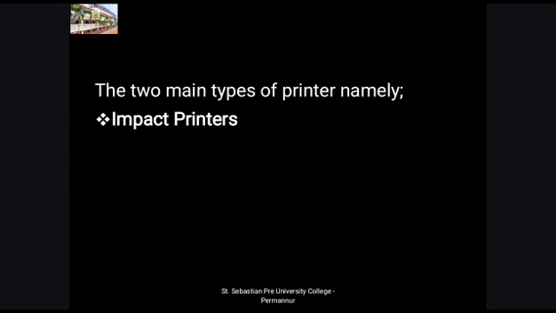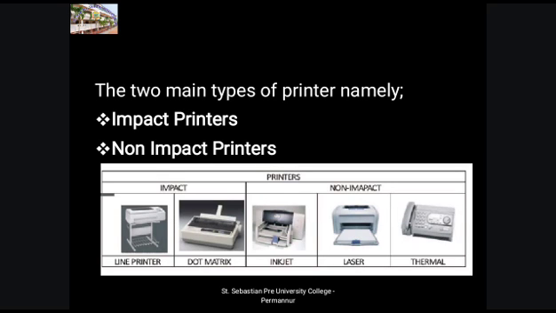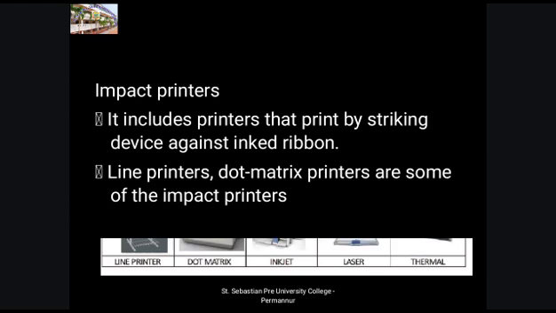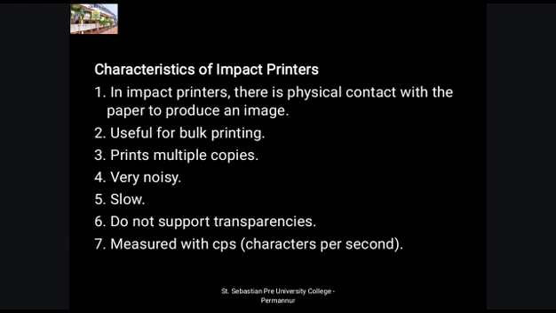Printers are classified into two types, impact printer and non-impact printer. Impact printers are line printer and dot matrix printer. Non-impact printers are inkjet printer, laser printer, thermal printer. Impact printer includes printers that print by striking a device against an ink ribbon. Line printer and dot matrix printers are some of the impact printers.